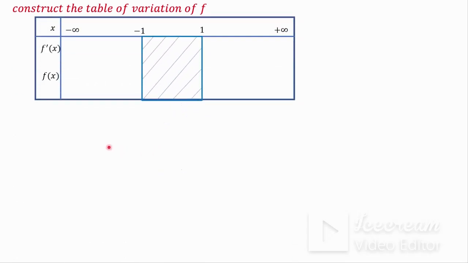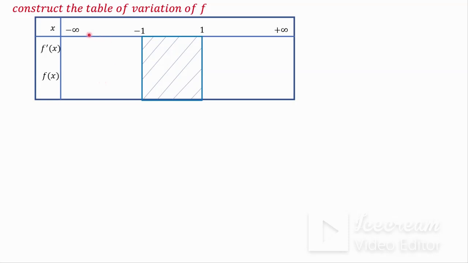So a table of variation consists of the domain of definition, f prime of x and f of x. From f prime of x we are going to obtain the different signs in the different intervals, and from these signs we are going to observe the behavior of our function f of x in those given intervals.